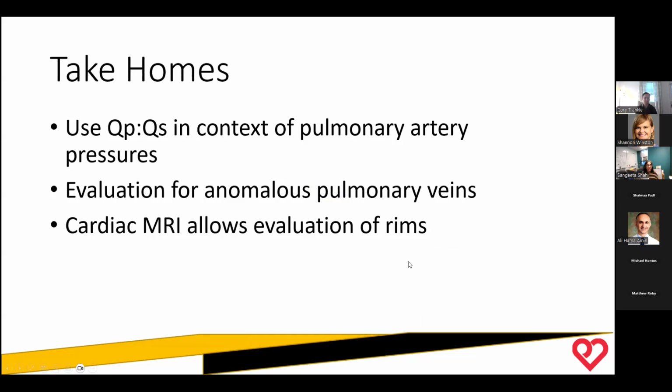So take-homes: use QP:QS in the context of pulmonary artery pressures. Don't stop at that; think about whether it's because there's pulmonary hypertension that the QP:QS isn't as significant. Always evaluate for anomalous pulmonary veins, and cardiac MRI does allow the visualization of rims.